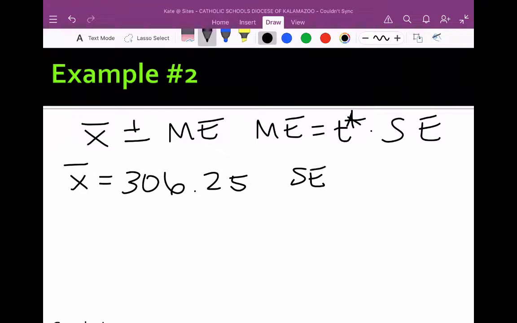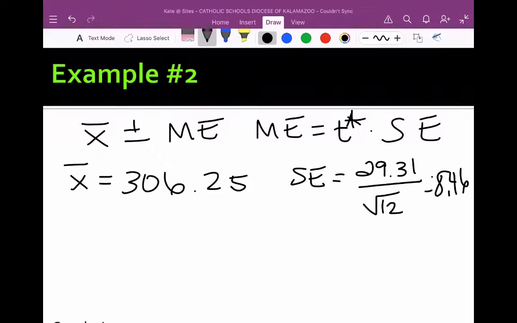Then I need to know what my standard error is. And my standard error is going to be the standard deviation of my sample. So I would calculate the standard deviation of those 12 batteries, which ends up being 29.31, divided by the square root of my sample size, so the square root of 12, and that ends up giving me 8.46. So the next thing I need to do is figure out what my critical value is. So my critical value for 11 degrees of freedom, because remember our degrees of freedom is 12 minus 1, or sample size minus 1, will be 1.796 for a 90% confidence interval.